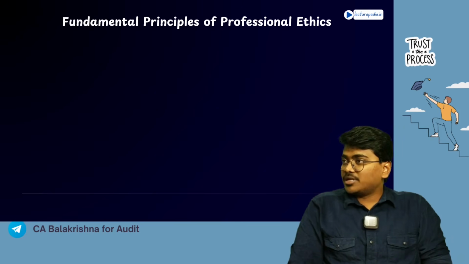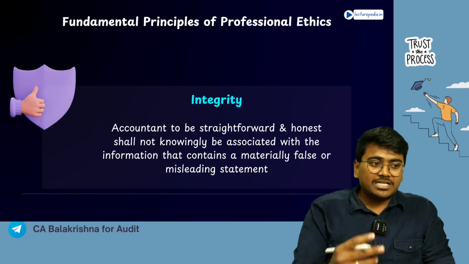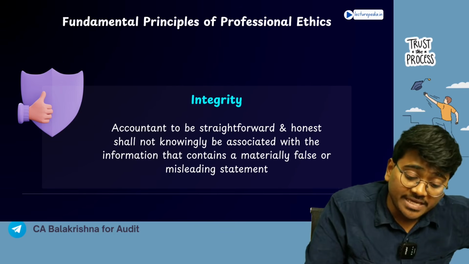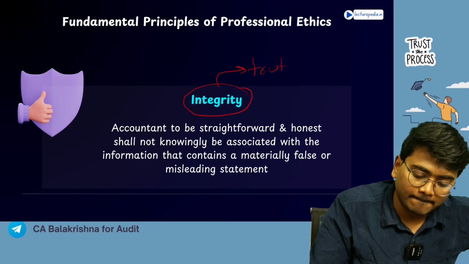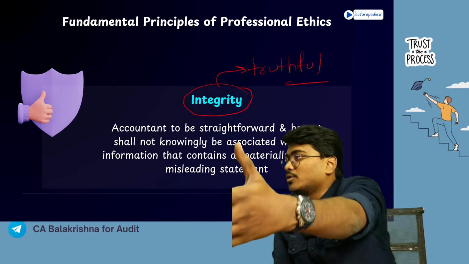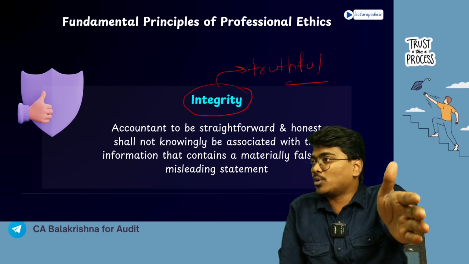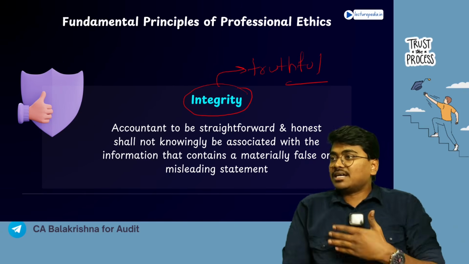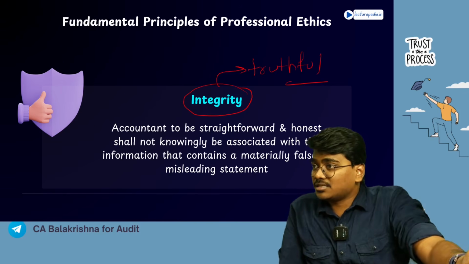The first fundamental principle is integrity. Now, what is meant by integrity? Integrity means being truthful. Whatever the actual situation is, you have to report that only. You should not manipulate, you should be straightforward. That is known as integrity. So integrity is the quality that the auditor should develop. The auditor should not accept any engagement that lacks integrity.